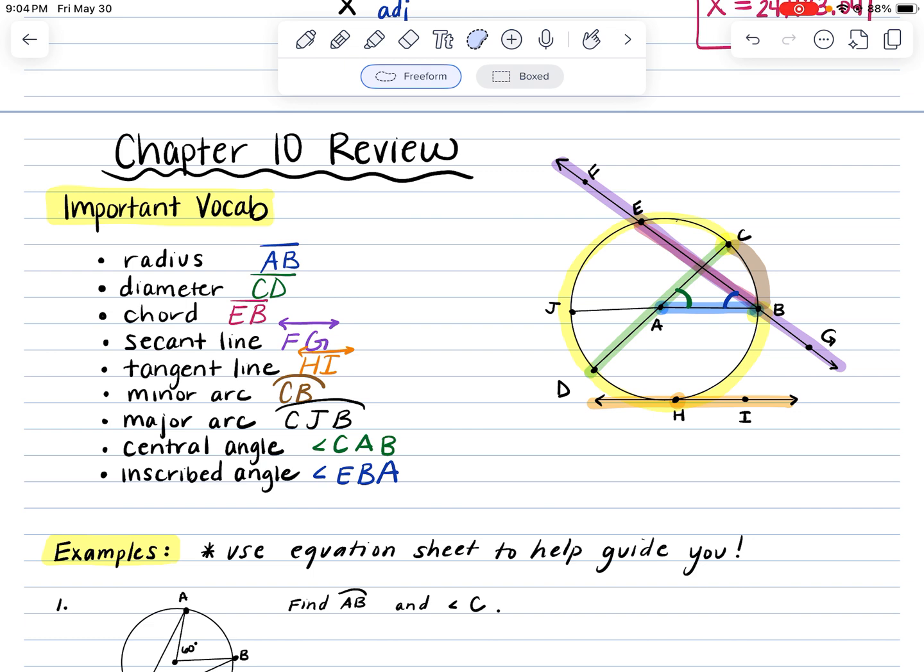A central angle touches the center point. And an inscribed angle touches the edge of the circle. So those are just some key definitions that make this chapter go smoothly. So I'm going to jump through some examples. Again, chapter 10 has a ton of different examples. I can't get through all of them, but it should hopefully jog your memory. Highly recommend using your equation sheet to guide you.